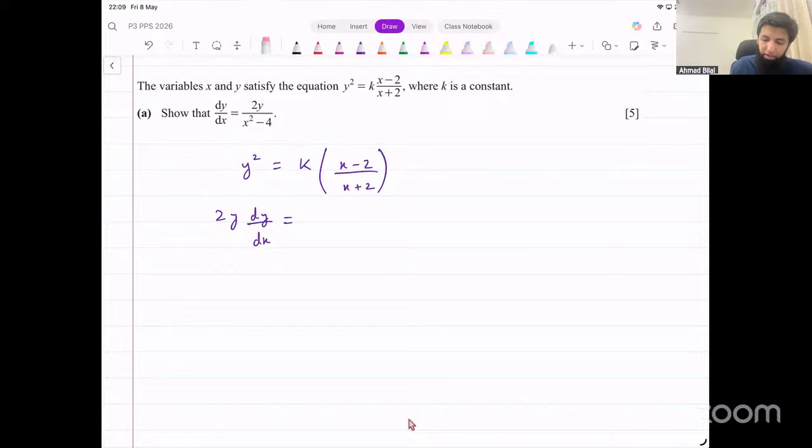Okay. On the right side, we would have to use quotient rule in this case, right? What I can do is simplify this before differentiating. That will be a good idea. Bring x plus 2 to this side, so we avoid using quotient rule that complicates things, right?